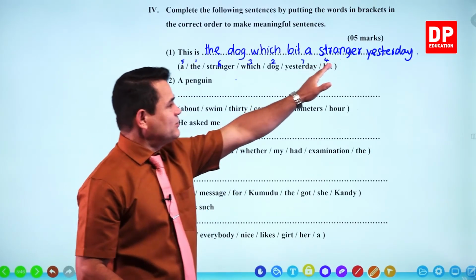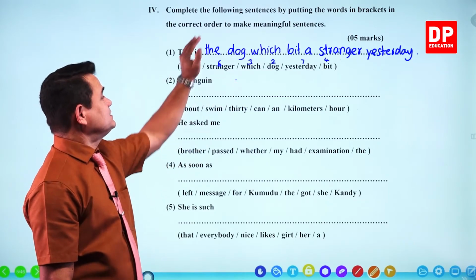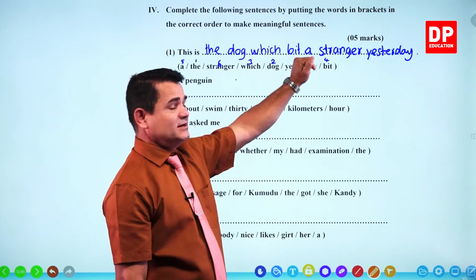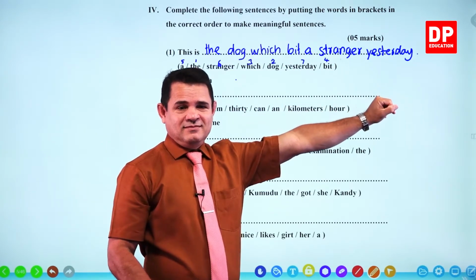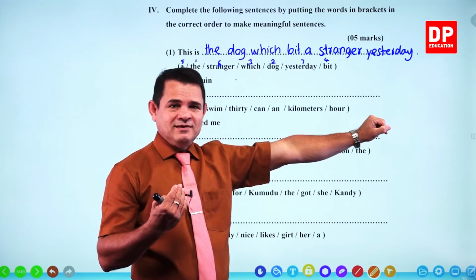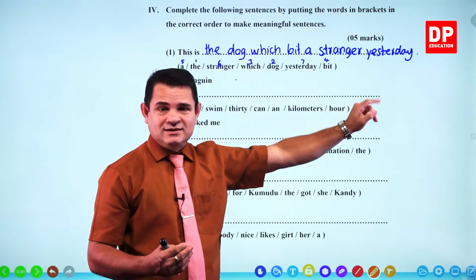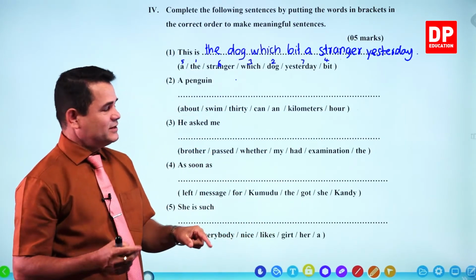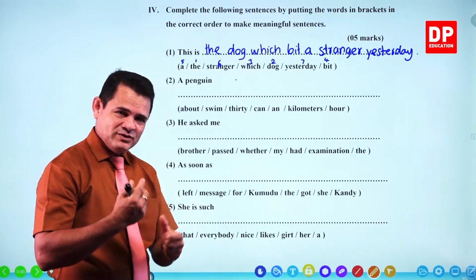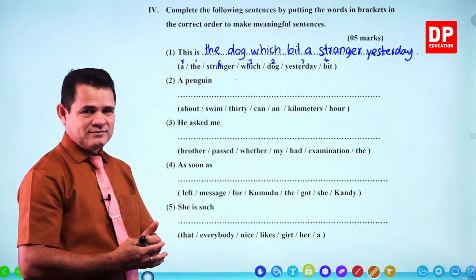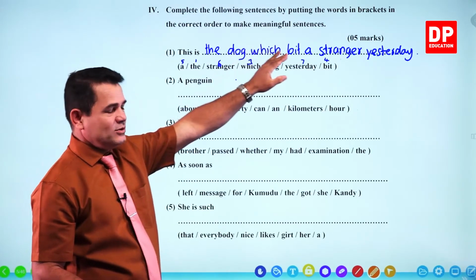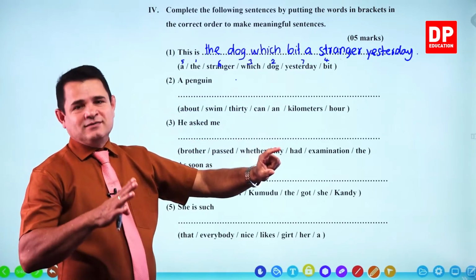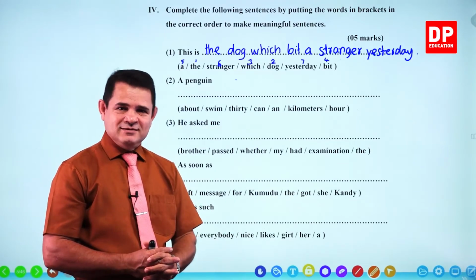But if these words are swapped, a different meaning comes. If you say this is the stranger which bit a dog yesterday, that is a completely wrong meaning, that the stranger bit a dog. So you have to be very careful, because a slight mistake can change the whole meaning. If the two nouns are swapped, putting stranger where dog should be and dog where stranger should be, you get a completely different idea.